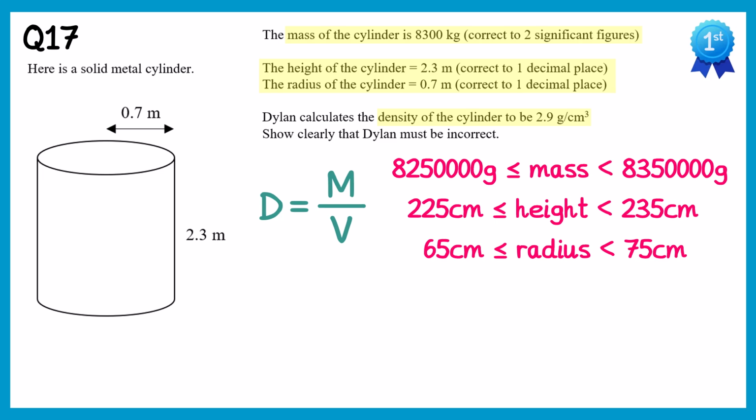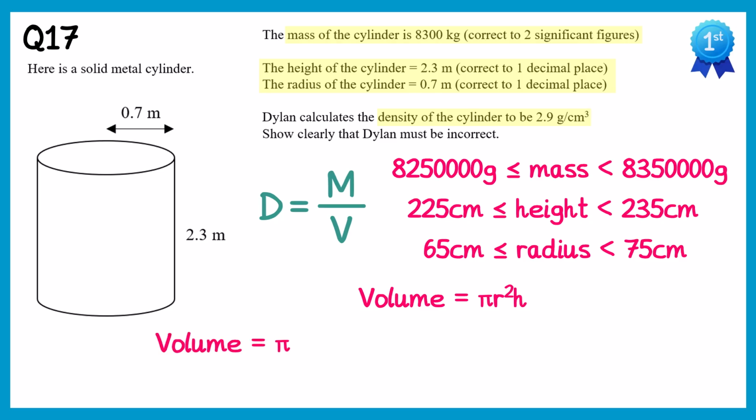Now we said a moment ago that density was mass divided by volume, and we have the mass but we don't have the volume, so we want to calculate the volume of this cylinder. The volume is worked out using the formula pi r squared h. Now since we have a maximum and minimum possible height and radius, we'll have a maximum and minimum possible volume. Let's start with the lowest possible volume.